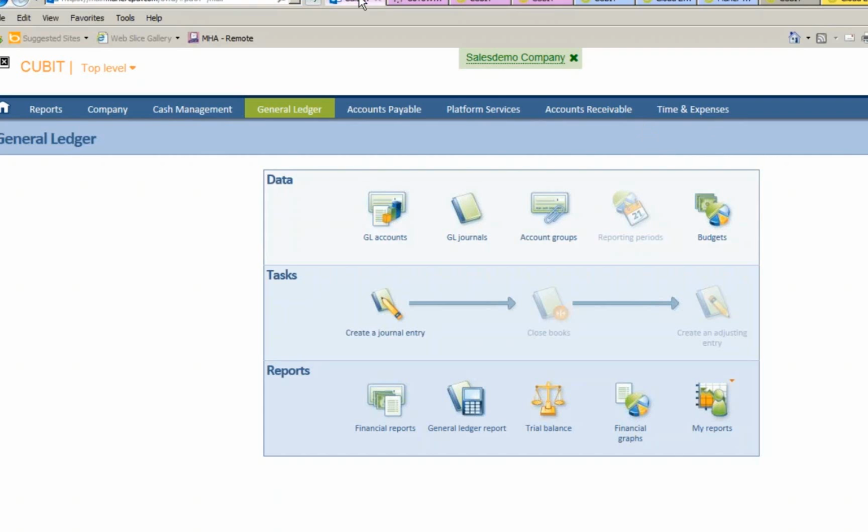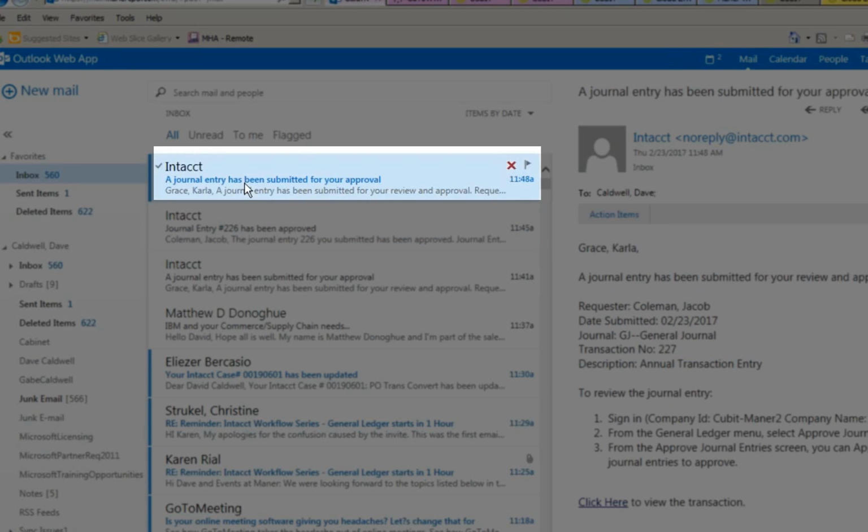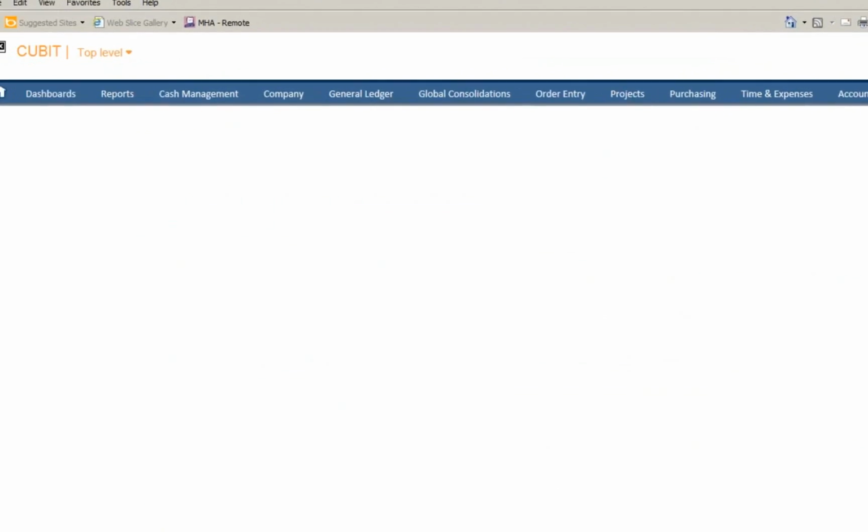Now, if we go back to the email here, we should find now that Carla has been notified that another journal entry has been entered in. Jacob has requested, here's the date, transaction number 227, and the request is for Carla to go back in and view the transaction and make some decisions as to whether or not she's going to approve or decline or possibly change the transaction. So we'll click, and now we're back in as Carla.